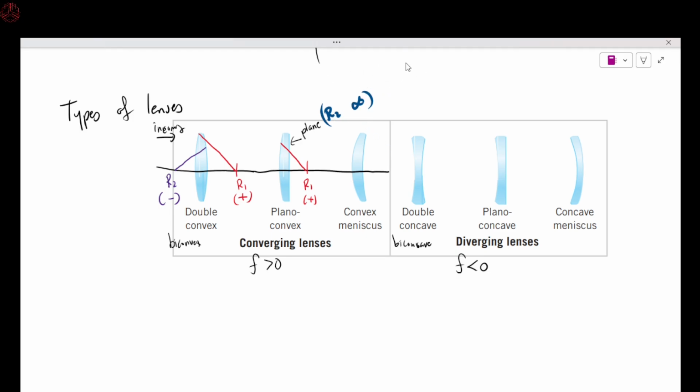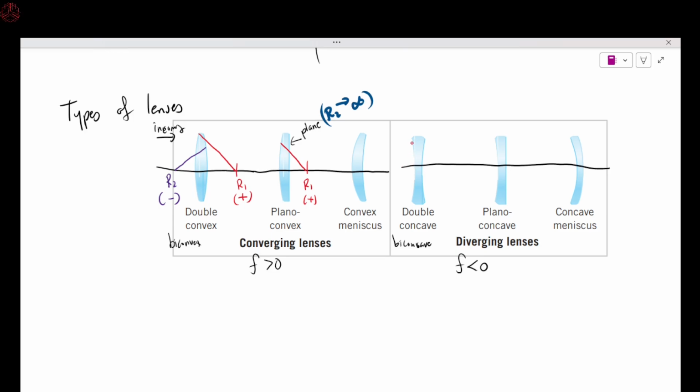Mathematically speaking, it would be approaching infinity. Okay, approaching infinity. Let us talk about meniscus later on. Let's just continue with the double concave as well as the plano concave. Again, let's take a look.